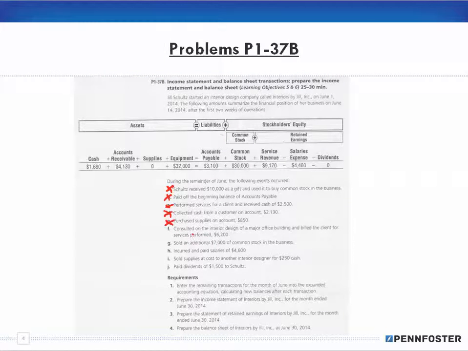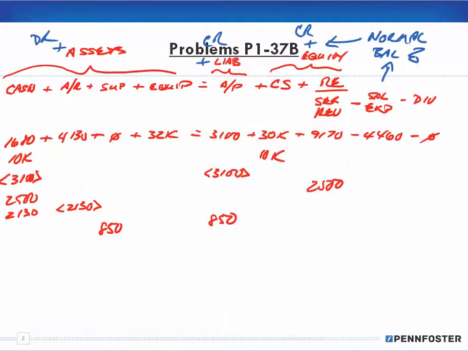Right. Consulted on the interior design of a major office building and billed the client for services performed for $6,200. Okay, so I'm billing the client. Well, if I'm billing the client, all right, that means I'm extending them credit, right? And the services performed was for $6,200.